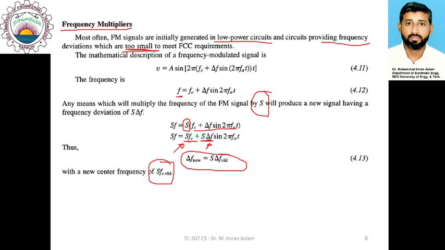So practically these frequency multipliers are implemented in the form of doublers or triplers only, and in order to get a higher multiplication factor you need to pass the signal through a number of frequency multipliers so that you get the desired amount of the multiplication factor.